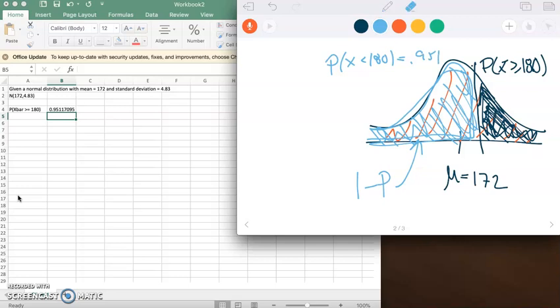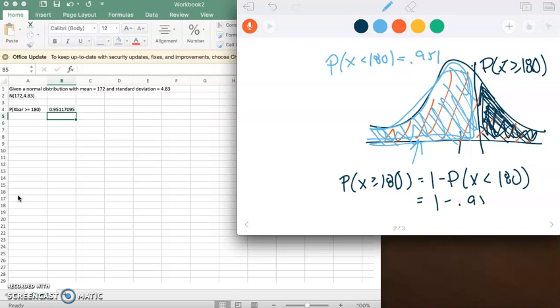Now we need to say the probability that X is greater than or equal to 180 is the same as saying 1 minus the probability that X is less than 180, because remember, those two probabilities together have to equal 1. So that's going to say 1 minus 0.951, which is about 0.049.